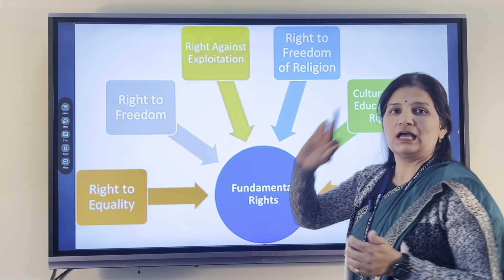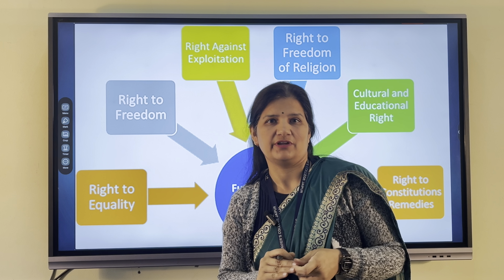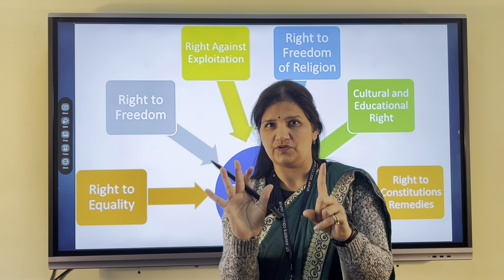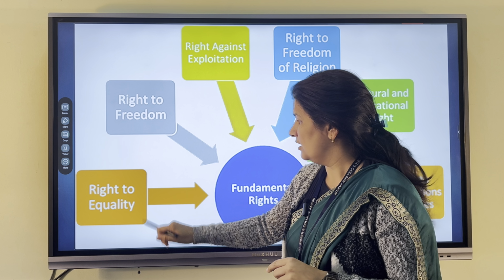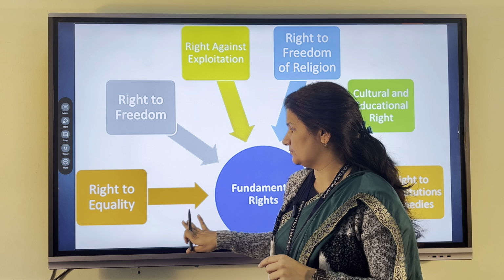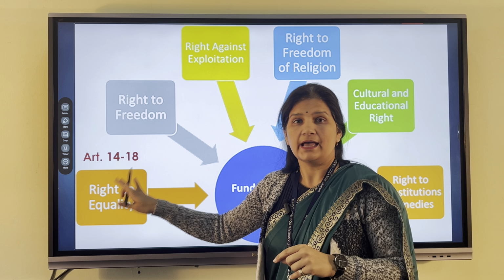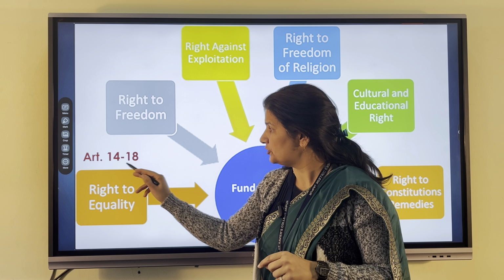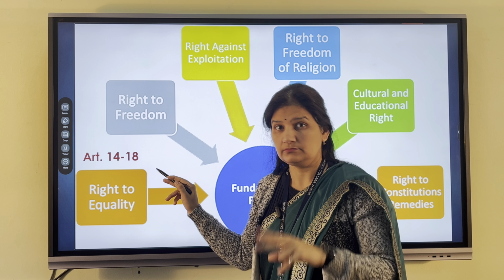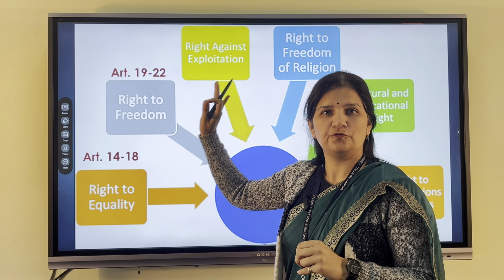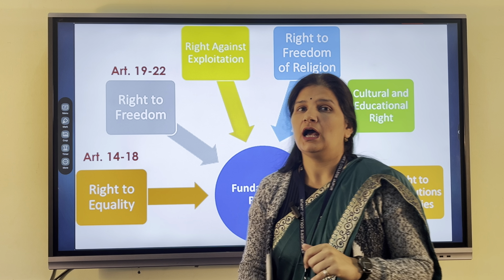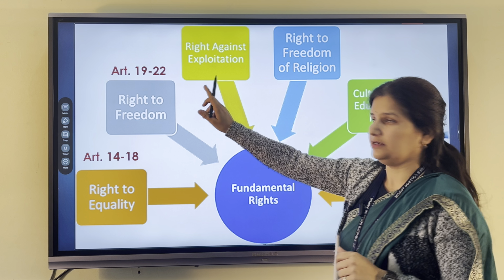Now moving to the kinds of fundamental rights, because we have 6 fundamental rights. The first and most important is the right to equality, described in Articles 14 to 18. Now moving to the second fundamental right, that is the right to freedom, mentioned in Articles 19 to 22.